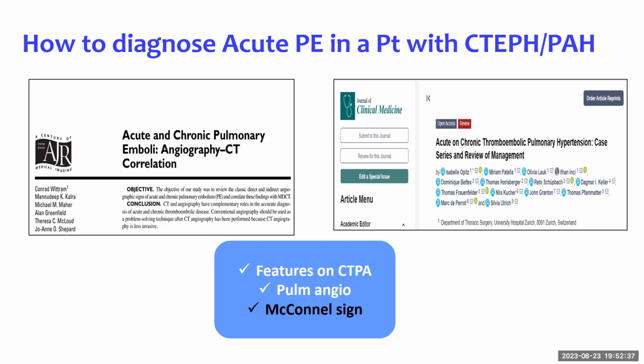So these are features which help to distinguish chronic pulmonary thromboembolism from a patient who has had a new episode of pulmonary embolism. And in a patient with pulmonary hypertension, you'll have to do a CTPA, and CTPA will demonstrate the embolism, because these patients have pulmonary hypertension because of etiologies other than chronic thromboembolism.